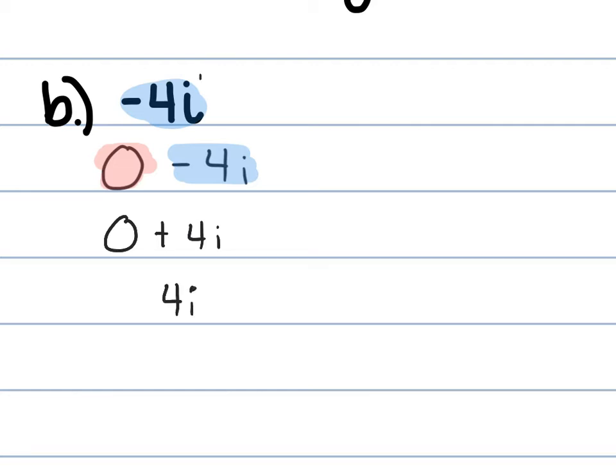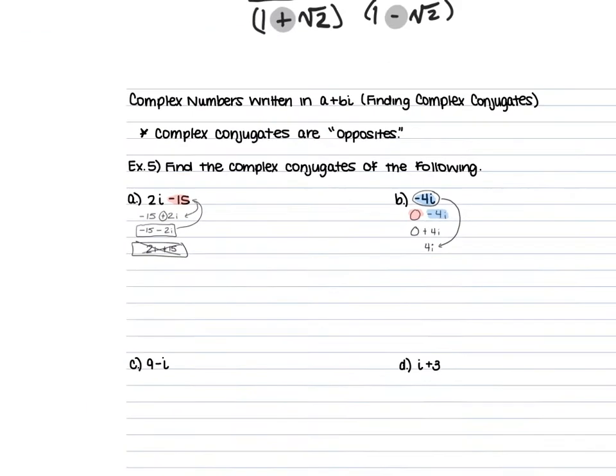So really all we're doing is making sure that whatever the imaginary term is, it takes the opposite sign. So you could have actually gone straight from the beginning to the end here. As long as you understand, it's always the imaginary term that's going to change signs there. If it was positive, it's going to become negative. If it's negative, it's going to become positive.